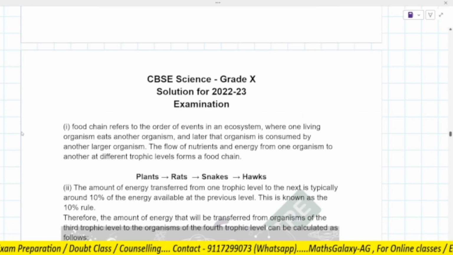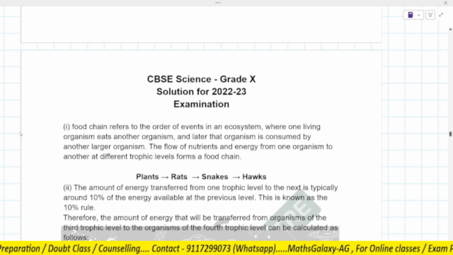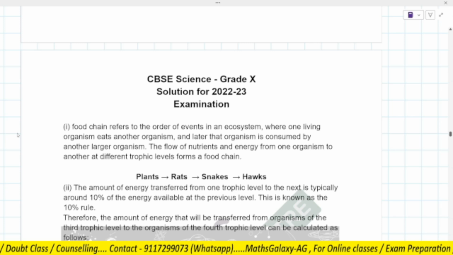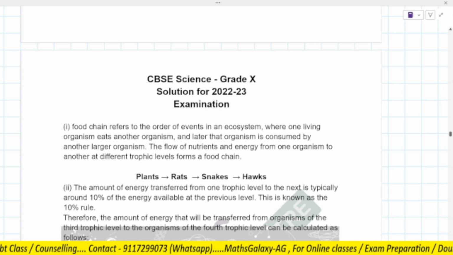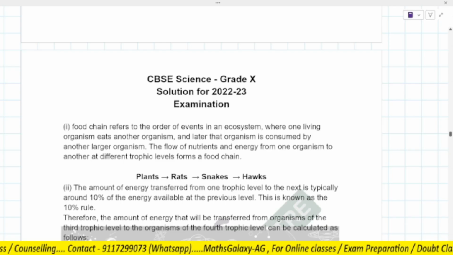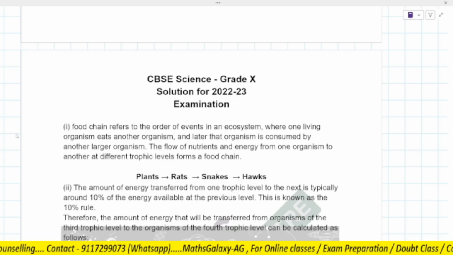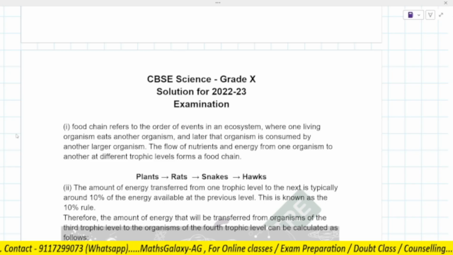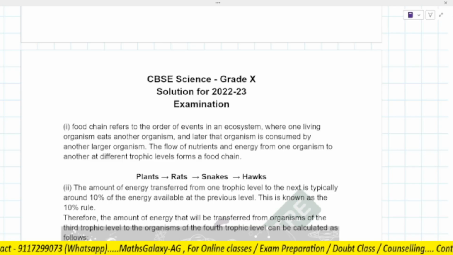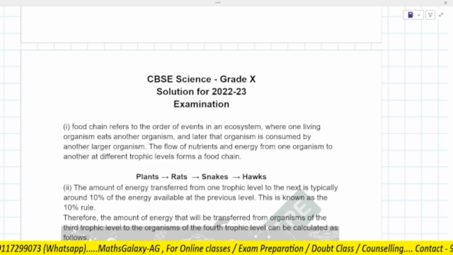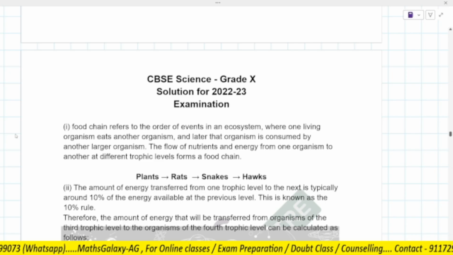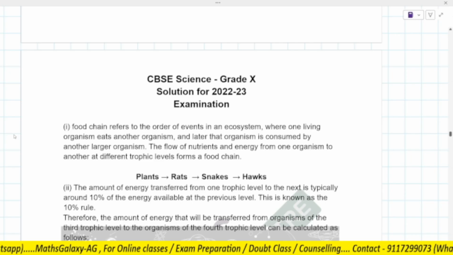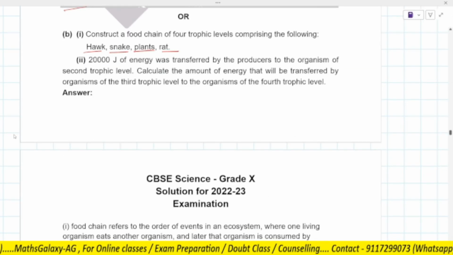See, a food chain refers to the order of events in an ecosystem where one living organism eats another organism, right? And later that organism is consumed by another larger organism. The flow of nutrients and energy from one organism to another at different trophic levels forms a food chain, and here that is plants, rats, snakes, and hawks. Is it clear?